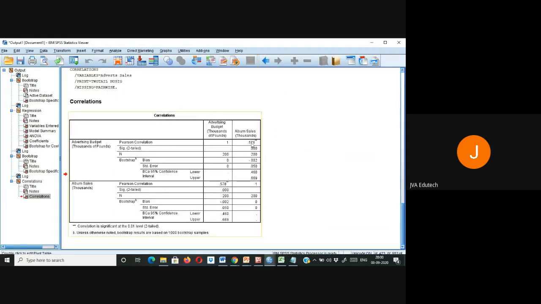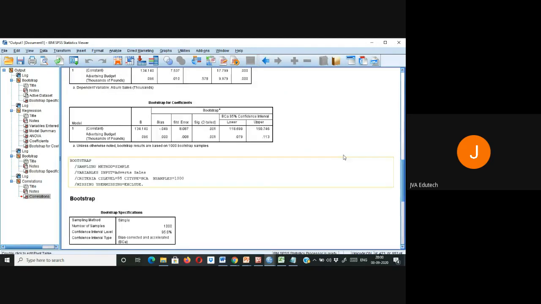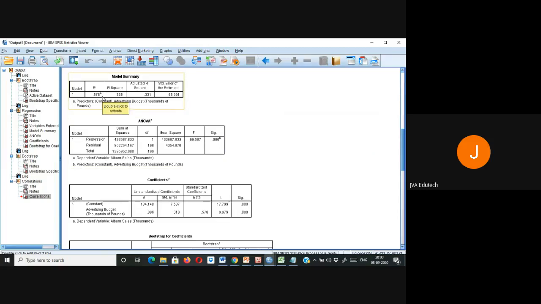Can you see the correlation value? You are getting 57.8%, 0.578. So this will tell you only the correlation value. But the variance is explained in the form of R square, and it comes to be 0.335. This tells you that the advertising expenditure can only account for 33.5% of the variation in album sales.